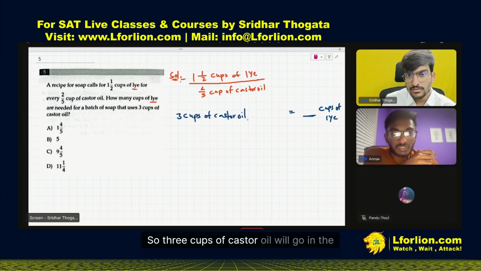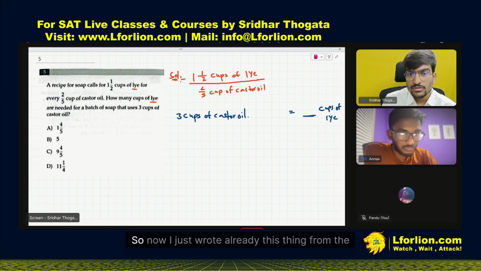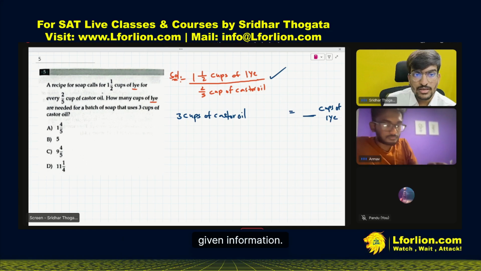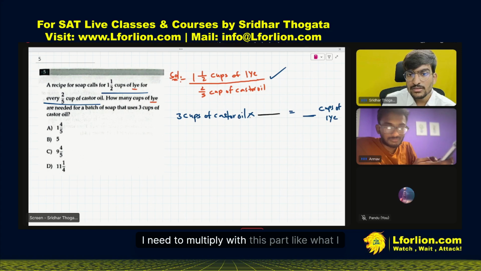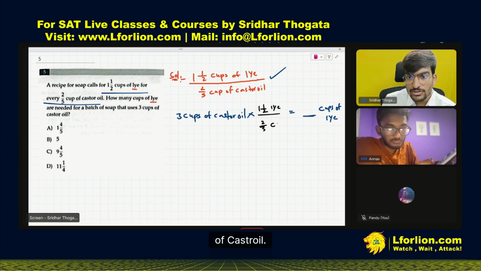So 3 cups of castor oil will go in the numerator. I already wrote this from the given information. Now I'll multiply it with, what do I need to multiply with? I need to multiply with the part I wrote in red: 1/2 oil, and then 2/5 of castor oil.